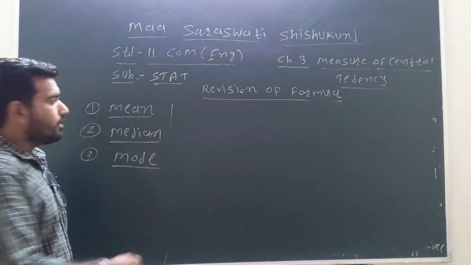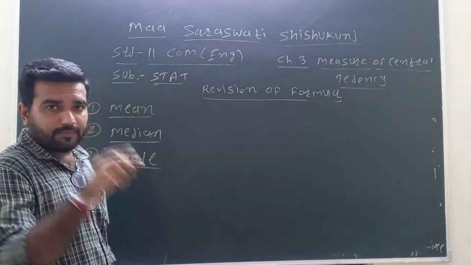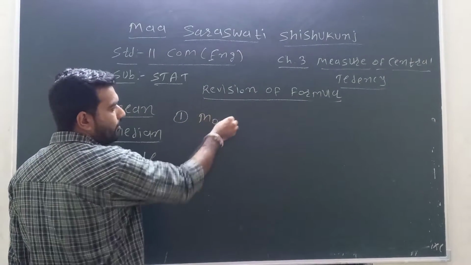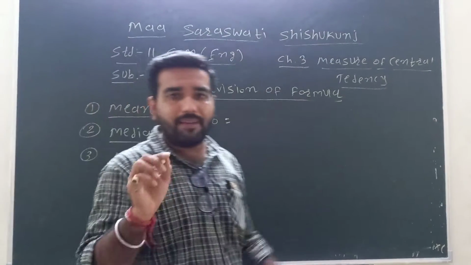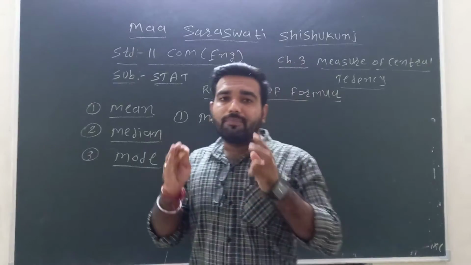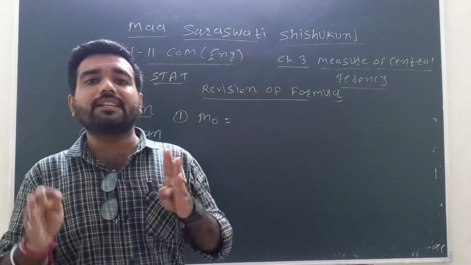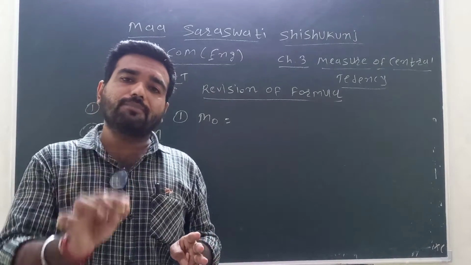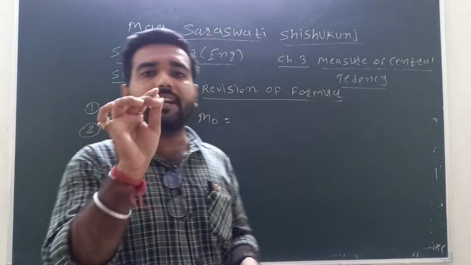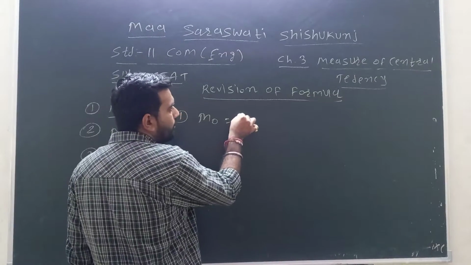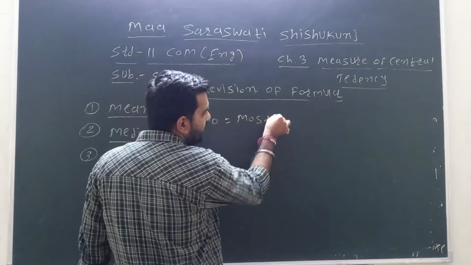Mode. Okay. So only observations are there. First formula, and the only observations are mode. It is denoted by MO. First of all, the definition of the mode: from the given observations, the observation which is mostly repeated is called mode. So mode is equal to the mostly repeated observation.